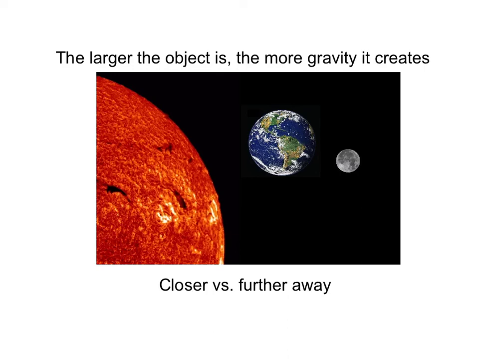And then the other part of gravity is the distance, closer versus further away. When two objects are very close, they have a very strong gravitational pull. Example of this would be the Earth and the moon. The moon is close enough to the Earth to control the tides on Earth. So you have your neap and your spring tides. And then as far as further away goes, the sun causes a gravitational pull with the Earth as well as every other planet in our solar system, keeping those planets in their orbit.